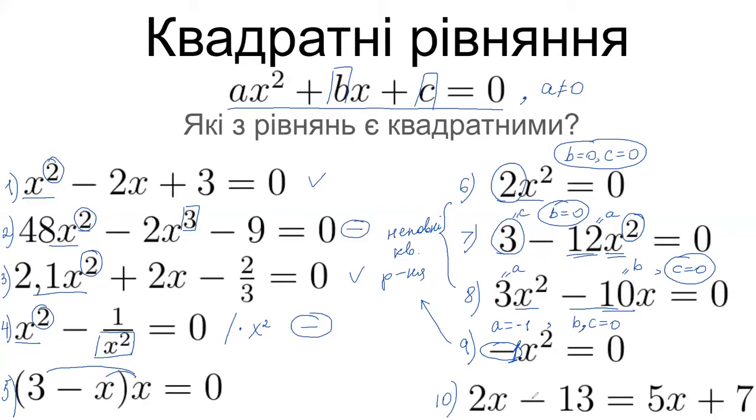And the last one, 2x minus 13 equals 5x plus 7. Can you simplify your equation to get a quadratic one? No, you can't. It's just a linear equation.